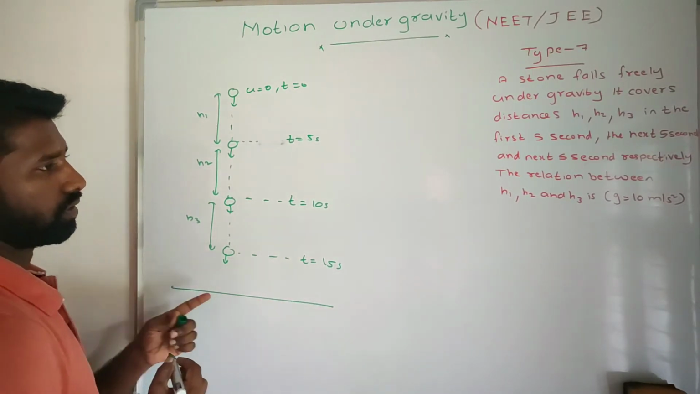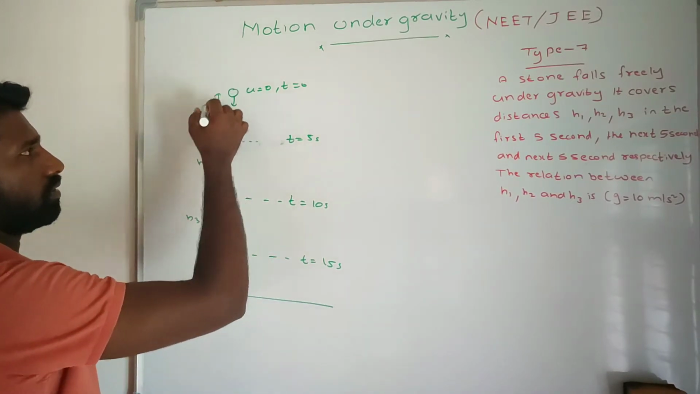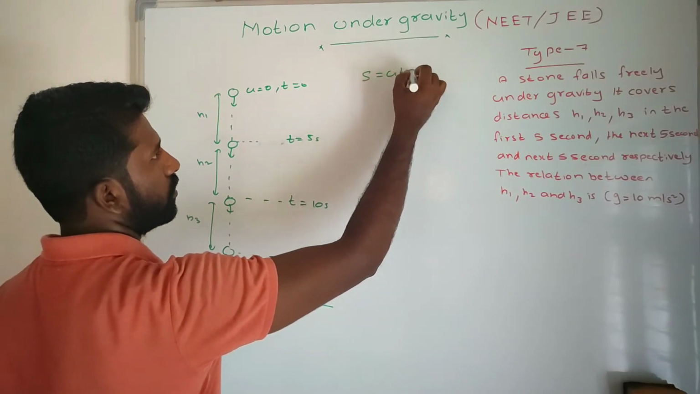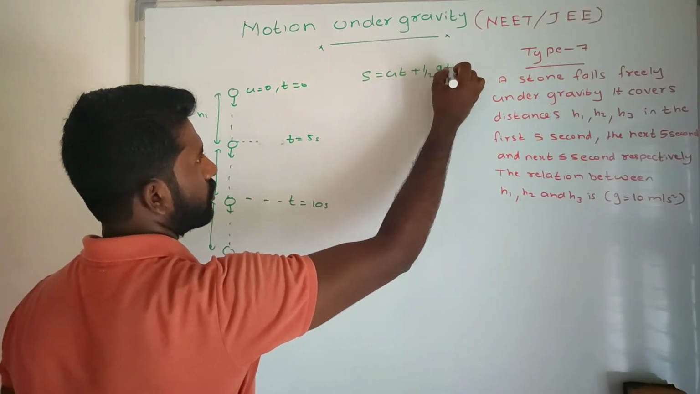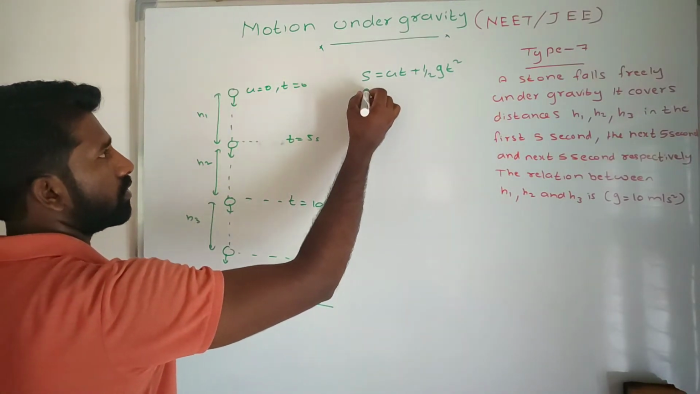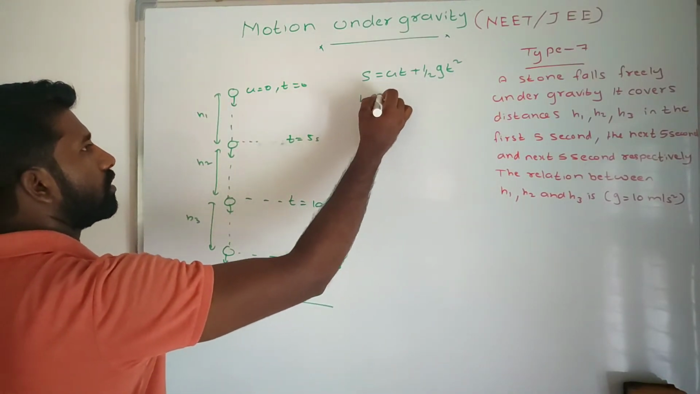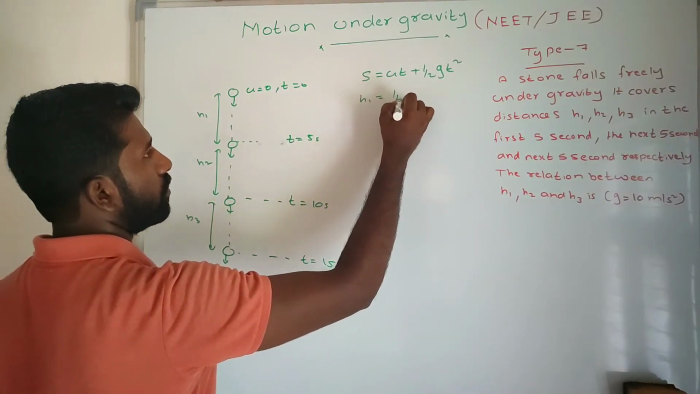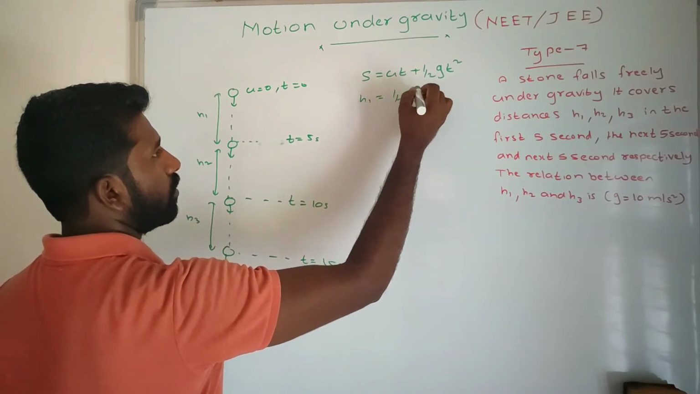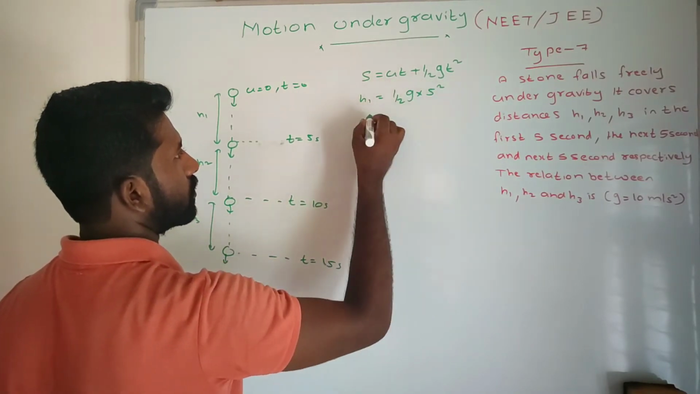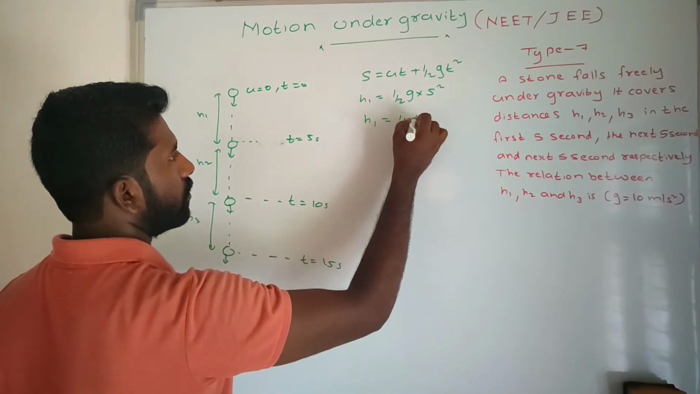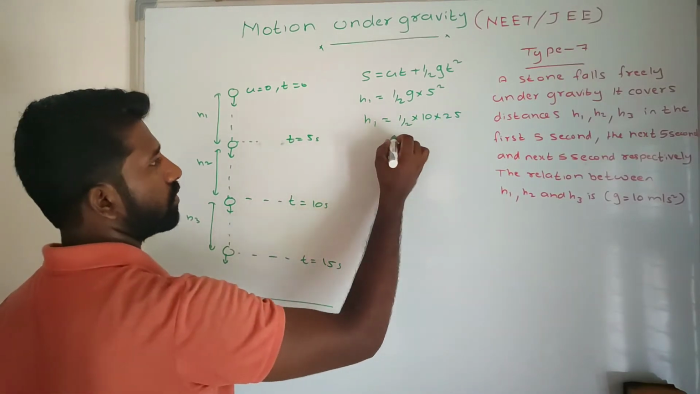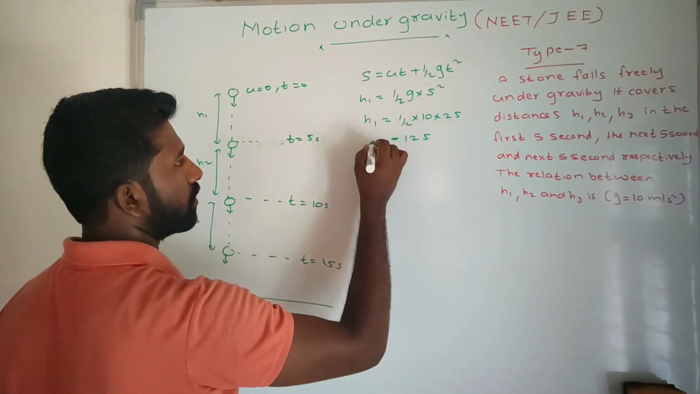First I am going to consider this case by using s is equal to ut plus half gt square. This is a motion under gravity. Initial velocity is 0. What about s? S is h1. Time t I have taken as 5 seconds. So half into g into 5 square. That is h1 is equal to half into 10 into 25. 10 divided by 2 is 5. So 5 into 25, I will get 125. That is h1.